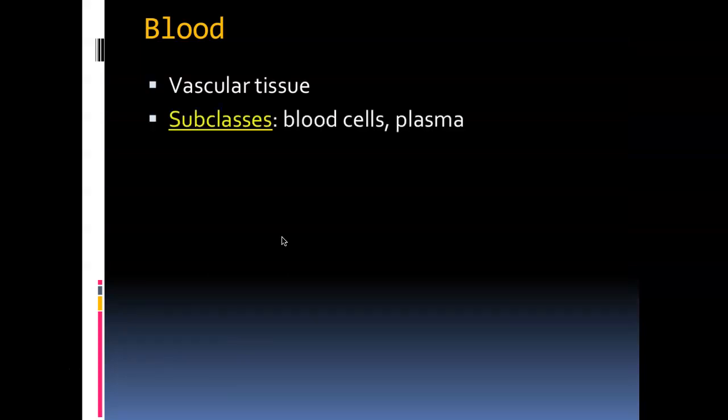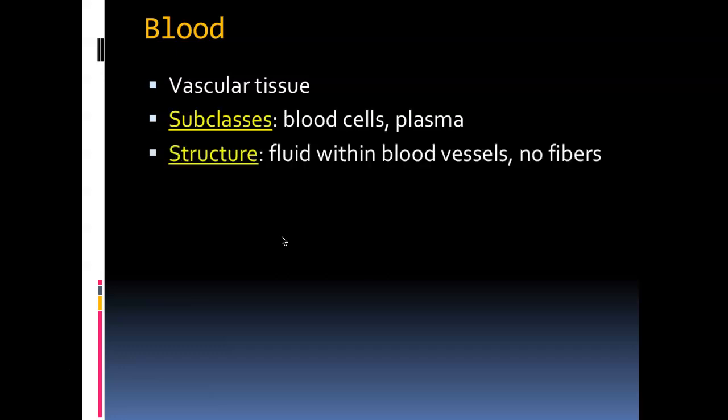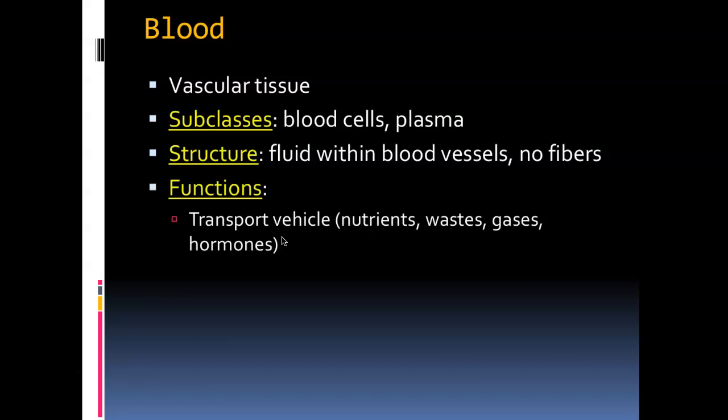So our fourth type of connective tissue is blood. Blood is considered vascular tissue. The subclasses are your blood cells, your red and white blood cells, and then plasma, which is the liquid that surrounds your blood cells. It is the fluid within blood vessels. There's no fiber, so there's nothing that's holding it in place. And the reason for that is because it's a transport vehicle.